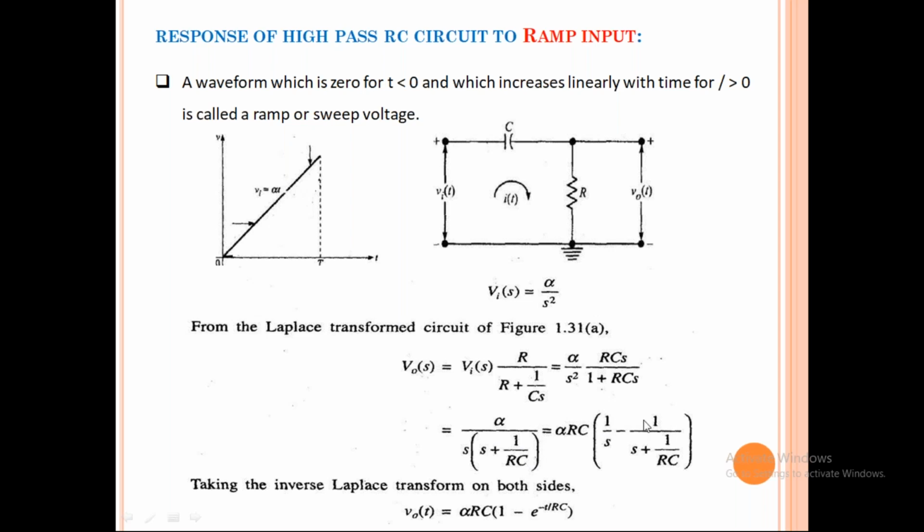And a and b values calculate, a equal to 1 and b equal to minus 1. Simplified, writing V naught of s equal to alpha RC into 1 by s minus 1 by s plus 1 by RC. We know that the Laplace of 1 is 1 by s. Similarly, e power minus at into u of t, Laplace is 1 by s plus a. So according to these equations, you have to find the inverse Laplace transform. So V naught of t equal to alpha RC into 1 minus e power minus t by RC.